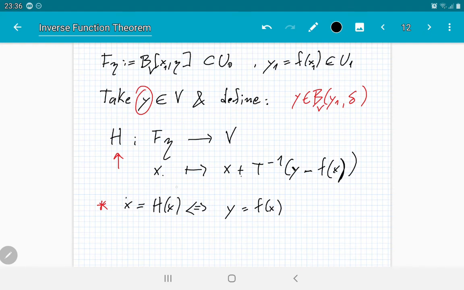And of course, if I find an x here that's a fixed point of this function, that means that x equals x plus (t minus 1)(y minus f of x). And that really means that y equals f of x. So fixed points of this function h are preimages of y. Of course, we expect to have only one preimage, right? So that will come in.